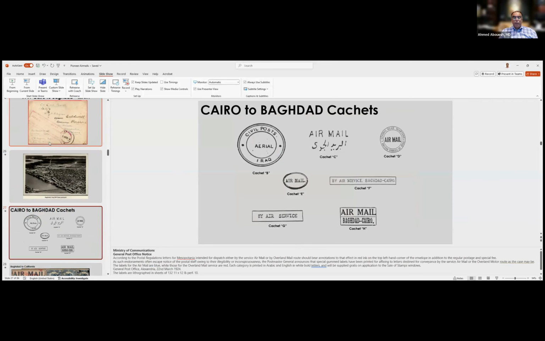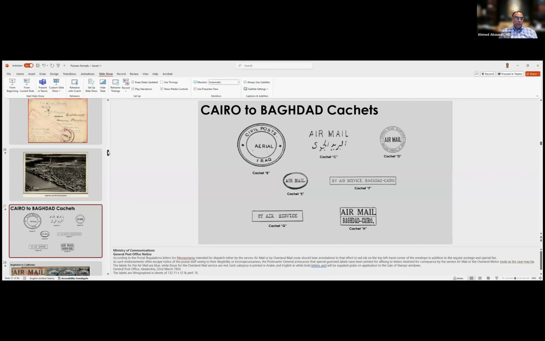We talked about the first cachet A. These are other cachets that were used: Civil Post Cachet B, airmail, general headquarters of the British forces, and different variants. And these you'll find in different variants throughout your collections.